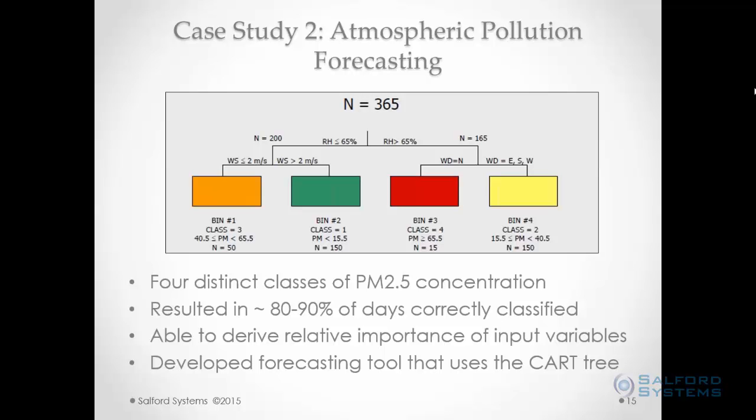Again, I'll just mention that I'm giving a brief overview of these case studies. The real case studies have a lot more information, so if this is something that's of interest to you, please go ahead and follow the links at the end of the presentation to get more details on the actual analysis done. I've included here the CART tree from the case study. Now, instead of a regression problem that we looked at today for sales, we're looking at a classification problem here. The company grouped 4 different classes of PM 2.5 concentration. You can see these at the bottom of the tree, classes 1 through 4.